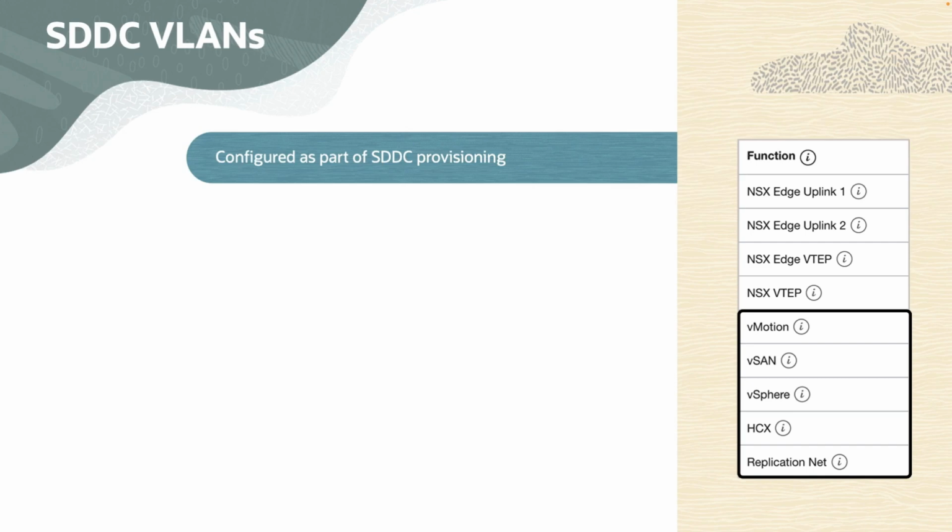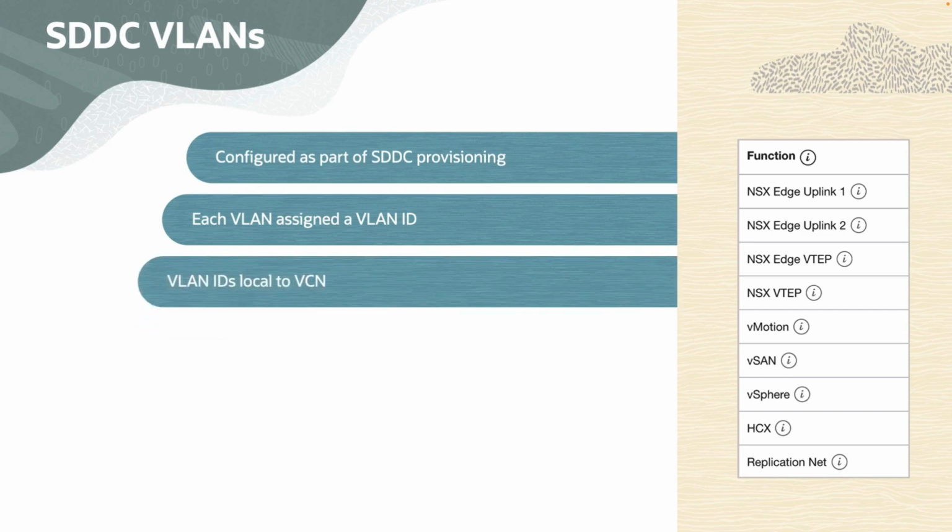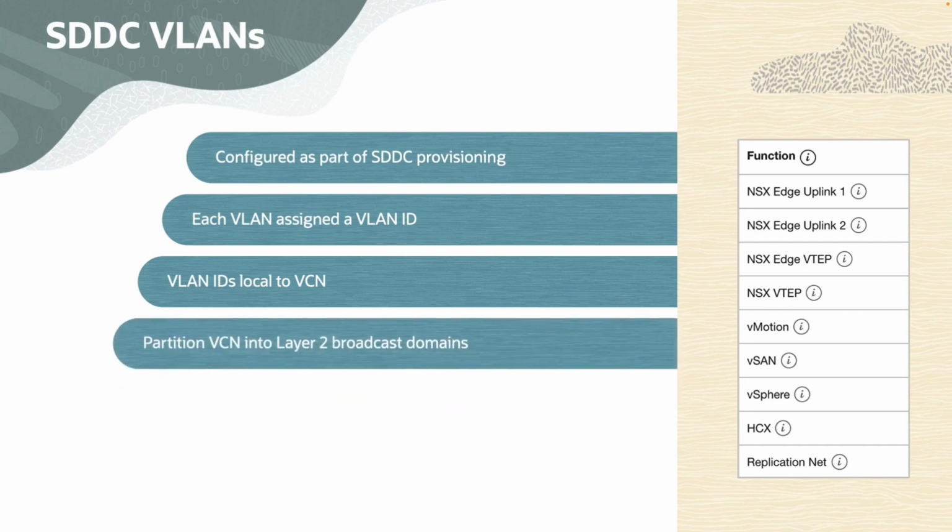from HCX. Looking into some of the characteristics of VLANs, each VLAN is assigned a VLAN ID, and these VLAN IDs are local to the VCN. So that means if you configure the same VLAN ID on a different VCN, it is still considered a different VLAN domain.